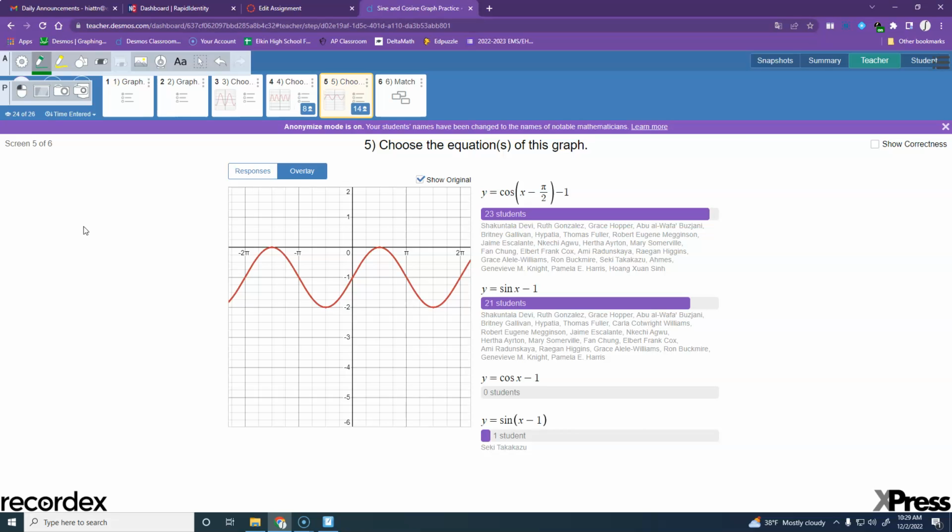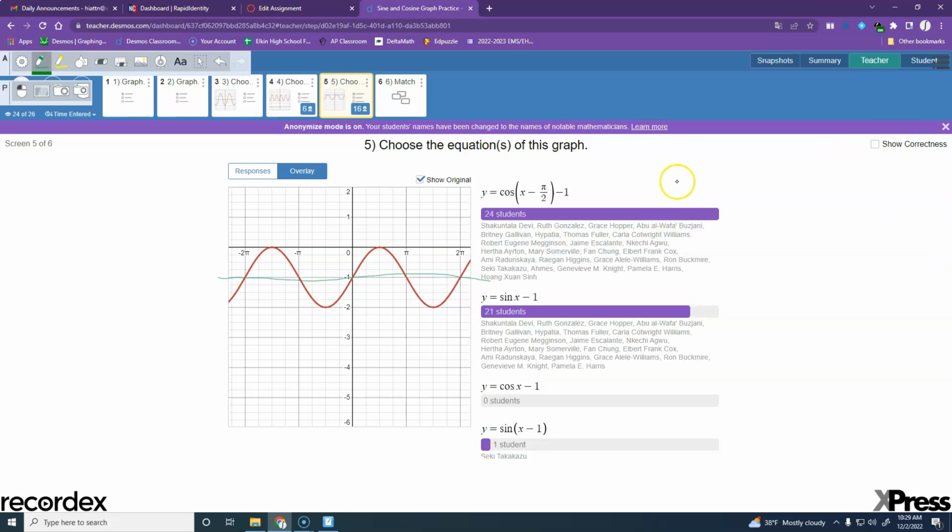It's appearing that these two are probably correct. So if we just look at it real quick, midline at negative 1 means you need to have a minus 1 on the end. These 3 do. We have a y-intercept at the midline, and then we go up from there. So sine is going to be your best bet.